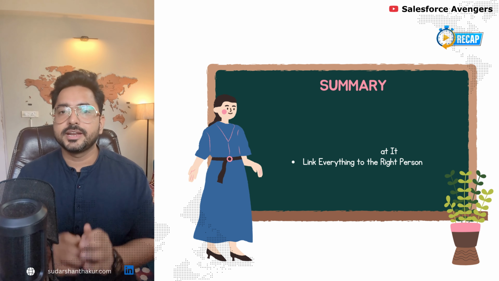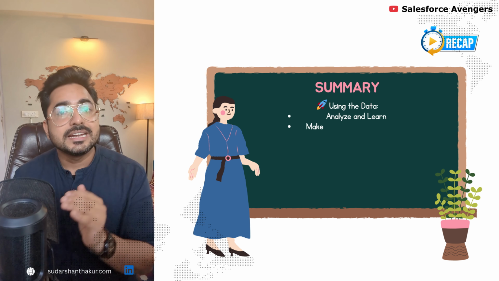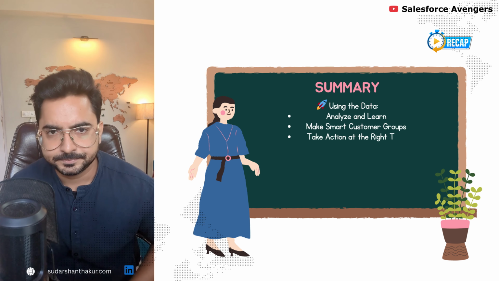And second is using data. Make smart customer groups, and take action at the right time.